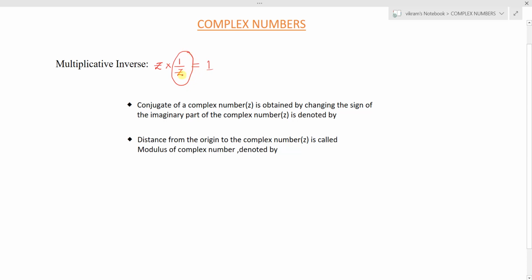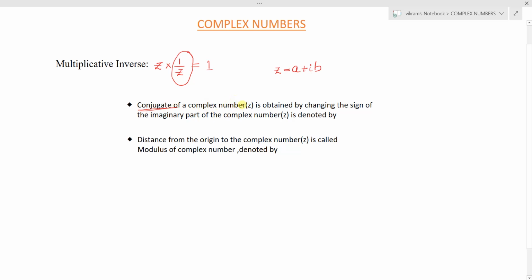Before finding the multiplicative inverse of a complex number z equals a plus ib, we will first define a few terminologies regarding complex numbers. One is the conjugate of a complex number. So what is the conjugate of a complex number?